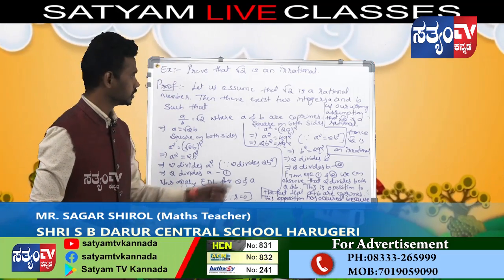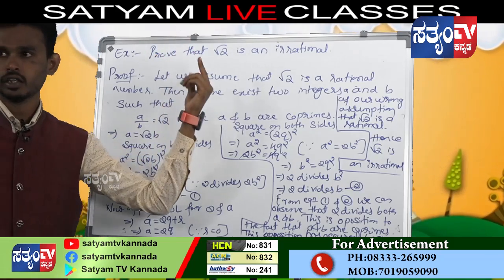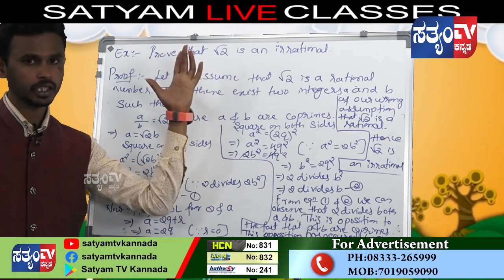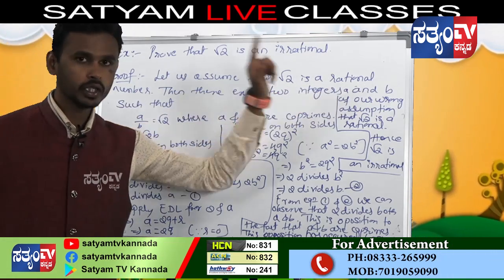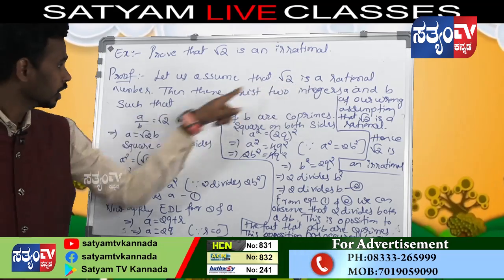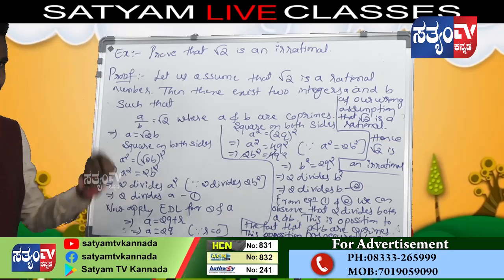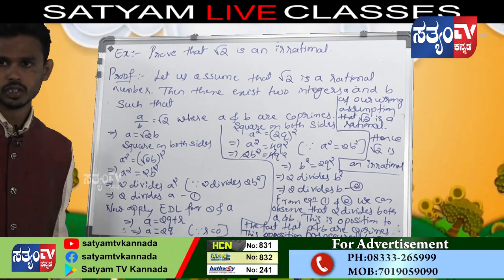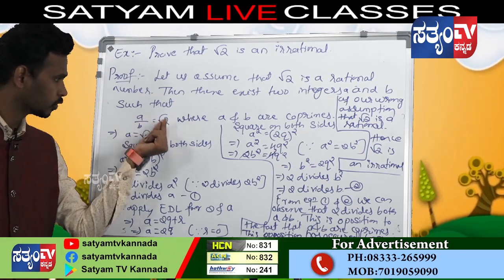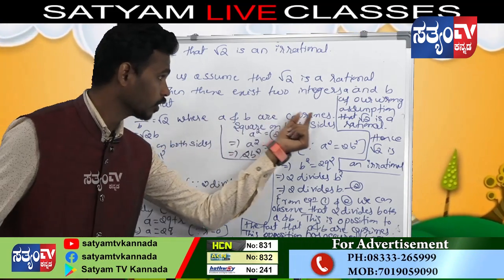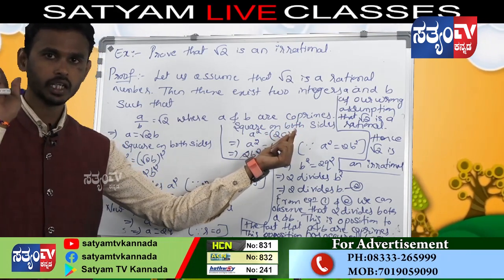Okay, dear students, just see once again how we can prove that root 2 is irrational. We need to prove this by the contradiction method, meaning by assumption. First, let us assume that root 2 is a rational number. Then there exist two integers a and b such that a by b equals root 2. Every rational number can be expressed in a by b or p by q form. So a by b equals root 2, where a and b are co-primes. Co-prime means numbers divisible by 1 only, not any other numbers.